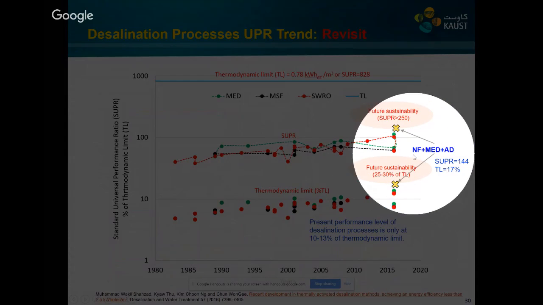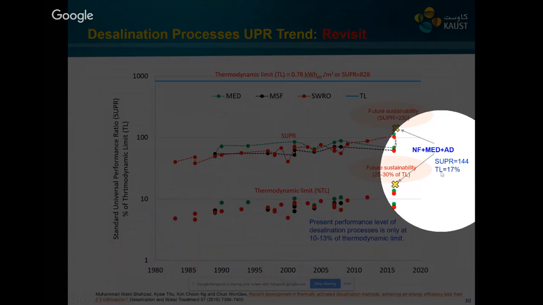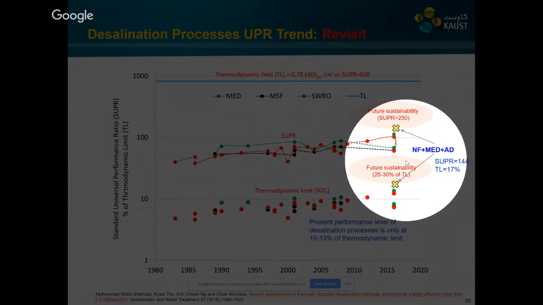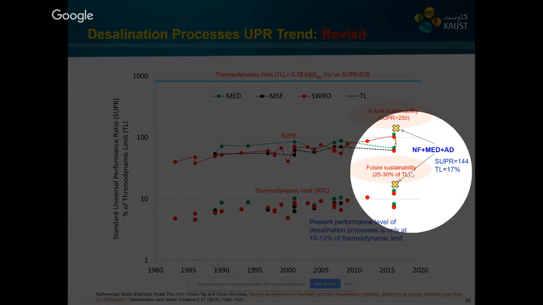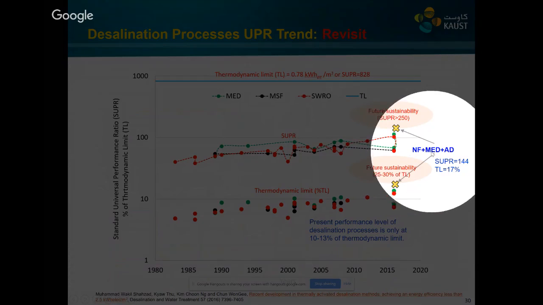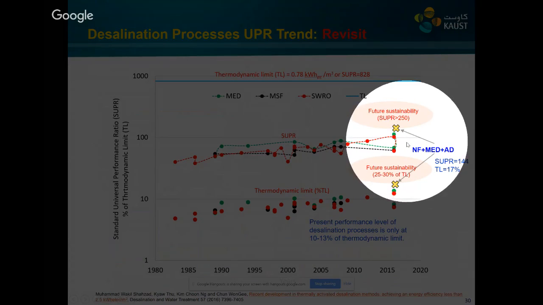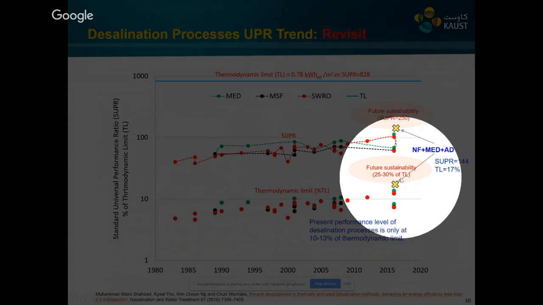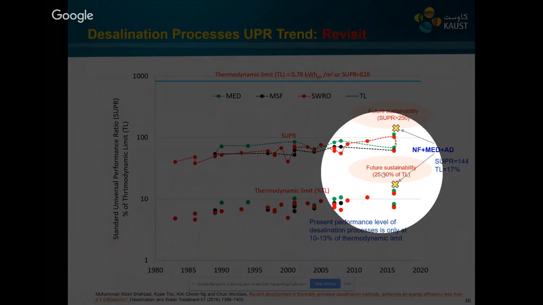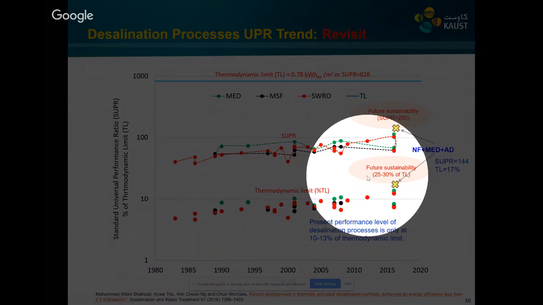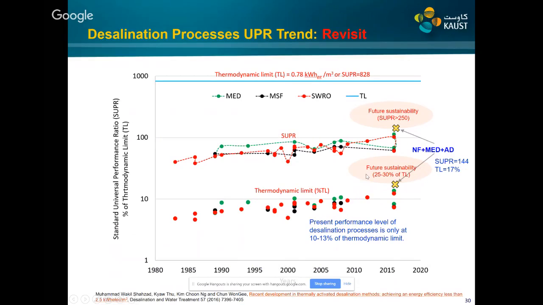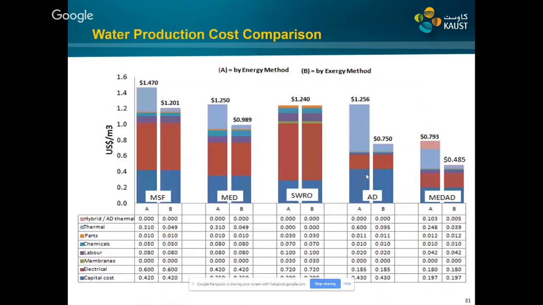Since we operated from 95 to 5 degrees centigrade, we achieved 17%, and we are quite confident that if we operate the NF, MED, and AD from 125 all the way to 5 degrees centigrade, we can easily achieve around 22 to 23% of thermodynamic limit, that is in the sustainable zone, and that will be the best cycle available in the market today.